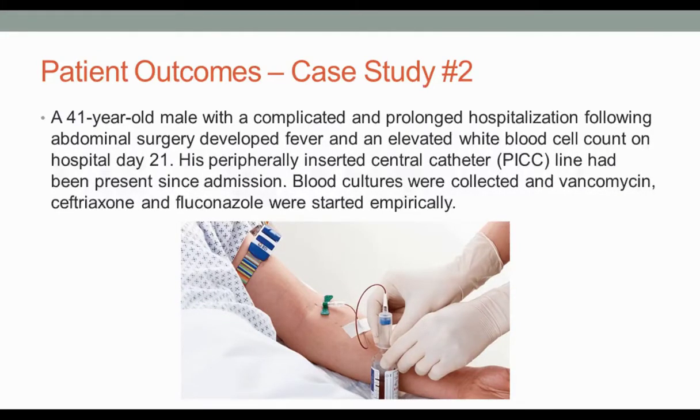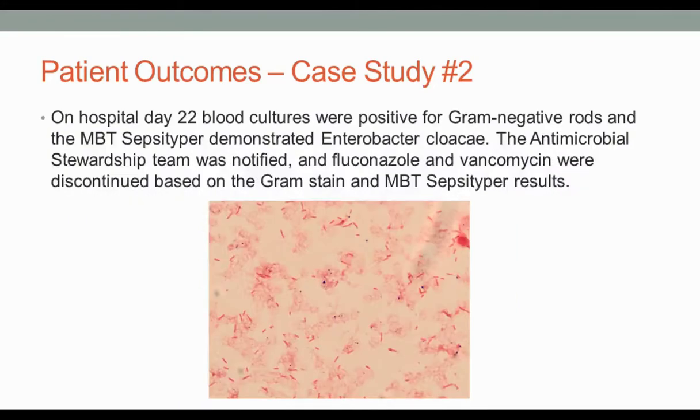The second case is a 41-year-old male with a complicated and prolonged hospitalization that followed an abdominal surgery. He had developed fever and an elevated white blood cell count on hospital day 21. His PICC line had been present since admission. Blood cultures were collected, and vancomycin, ceftriaxone, and fluconazole were started empirically.